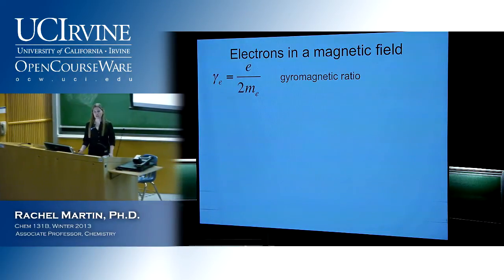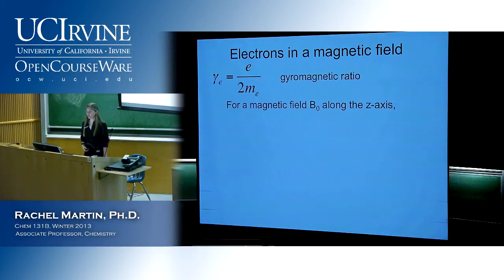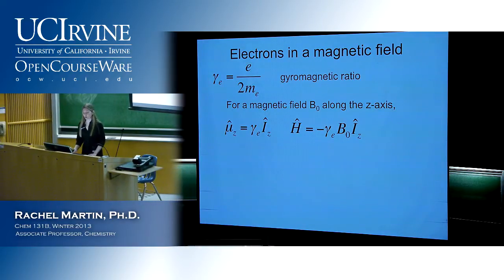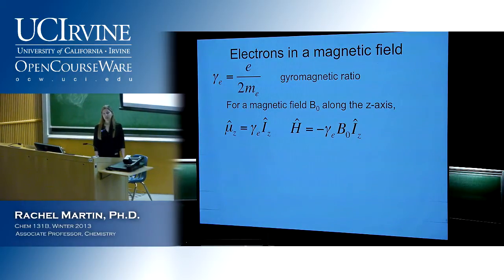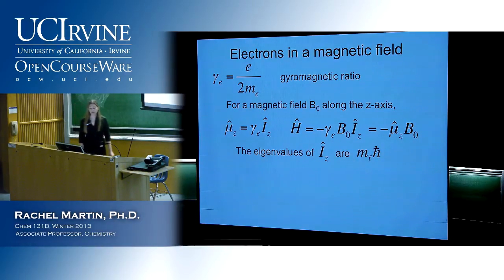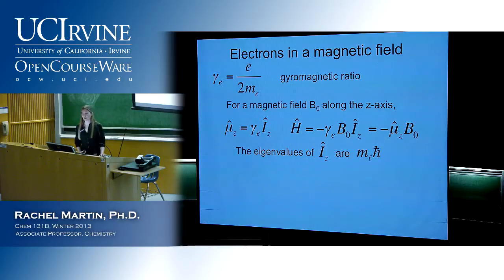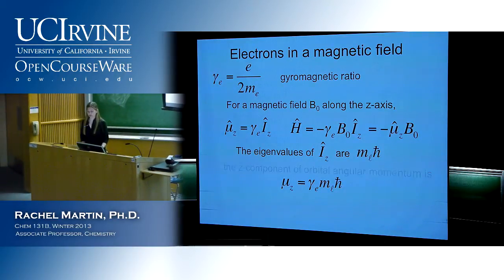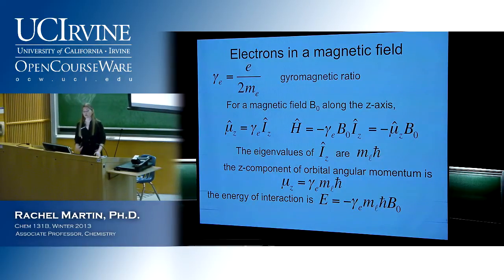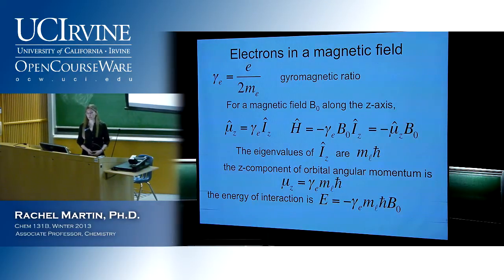Okay, so let's look at the gyromagnetic ratio a little bit more closely. So this has to do with the charge on the electron and its mass. And so for a magnetic field along the z-axis, we're going to call it b naught. Here's the Hamiltonian for that electron. So we have this constant that has to do with some fundamental properties of the electron. And then it depends on b naught, and then we have this observable IZ. The eigenvalues of IZ are m sub L times h bar, so that's where we get this plus or minus 1/2. And here's the expression for mu z in this case. And we can also write down the energy of interaction in terms of the gyromagnetic ratio, the m sub L value times h bar, and the magnetic field.